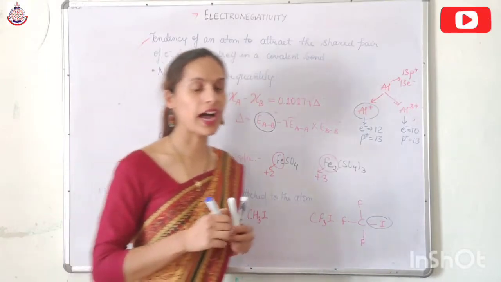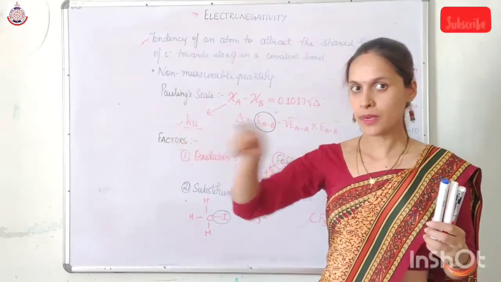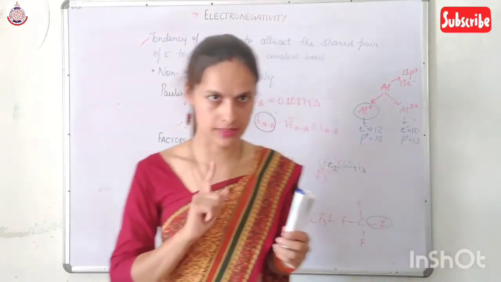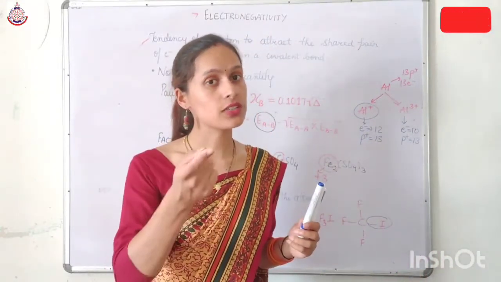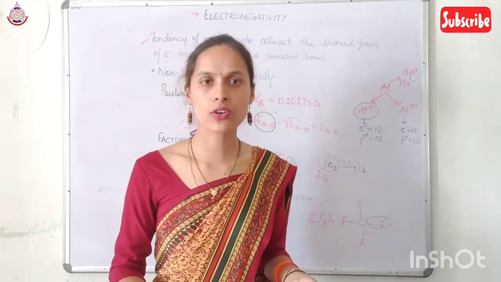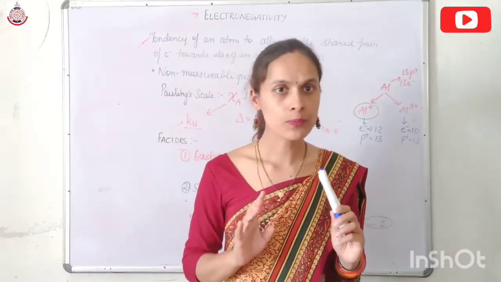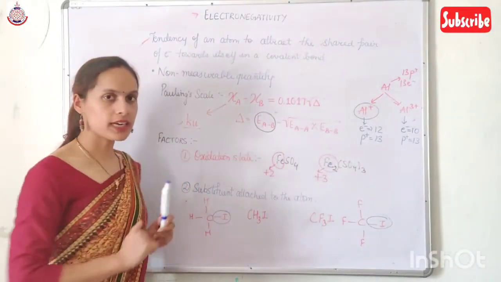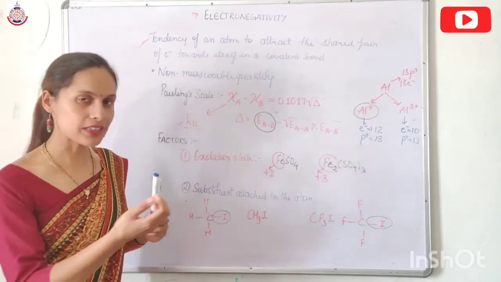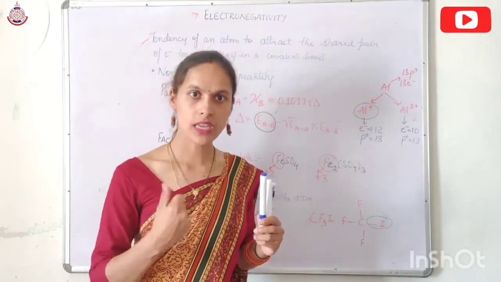But 3 bonds are attached with hydrogen. Now, as we move from left to right in a period, what happens? Atomic size decreases. Why? Because nuclear force of attraction increases. And because of that, electronegativity also increases, because electronegativity is the tendency to attract the shared pair of electrons, and this tendency increases with increase in effective nuclear charge. So carbon is more electronegative than hydrogen, which means carbon attracts the shared pair of electrons towards itself.